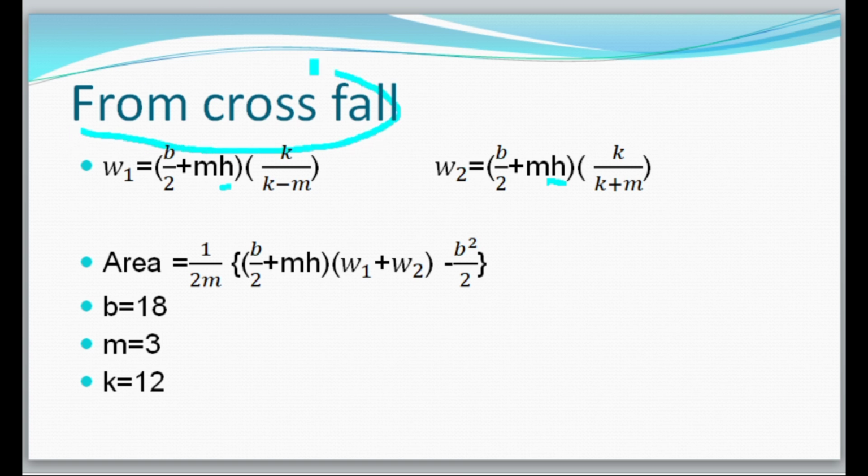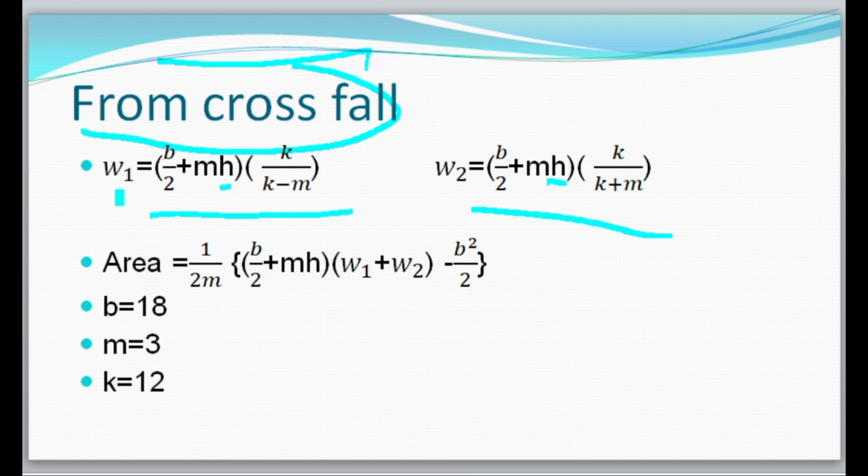So the formula of the crossfall, W is equals to, so this is the side width, is equals to B over 2 plus MH, again multiplied by K over K minus M. Then the second side width is equals to B over 2 plus MH multiplied by K over K plus M. So these are the formulas that are being used in the presentations. So these are the formulas that are gotten from the crossfall.